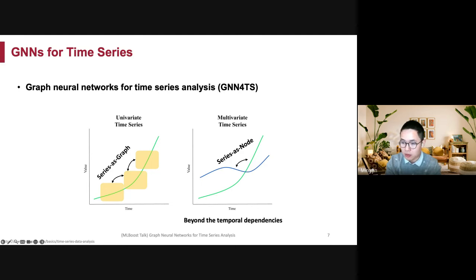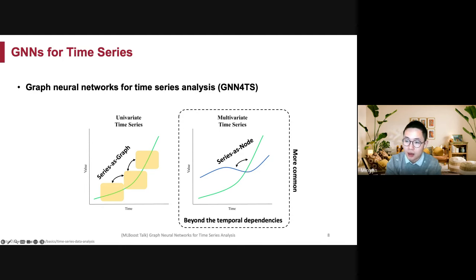Another case is about modeling multivariate time series with graph neural networks. Here we treat different variables in the multivariate time series as nodes. And in this case, we introduce the graph neural network to model their underlying spatial dependencies, and we use temporal models such as RNNs or CNNs to model the intra-series temporal dependencies. So we can find that the second case is actually more common in real-world usage, where we model beyond the temporal dependencies in the univariate scenario.